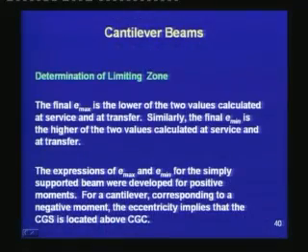The expressions of E max and E min for simply supported beam were developed for positive moments. For a cantilever corresponding to a negative moment, the eccentricity implies that the CGS is located above CGC. Thus, when we are using the expressions from the simply supported beam, we have to be careful that the sign of the moment may be opposite, and in that case eccentricity refers to the location of CGS which is above CGC.